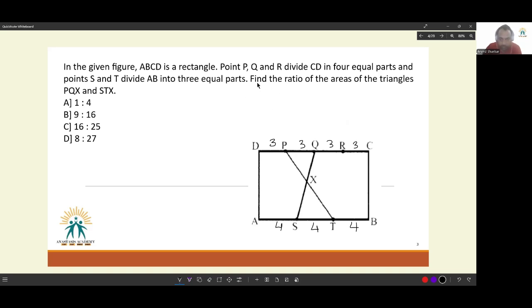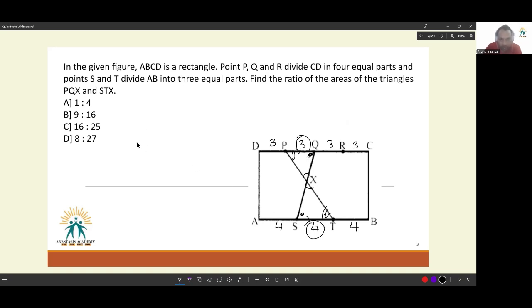Find the ratio of areas of triangle PQX and STX. The ratio of the area of this triangle to the area of this triangle. Now see, wonderful thing. We know these are parallel lines because this is a rectangle. This angle is the same as this angle. This angle is the same as this angle. So these two triangles are definitely similar. So the ratio of their area will be the square of the ratio of their sides. The side is 3 units, the other side is 4 units.